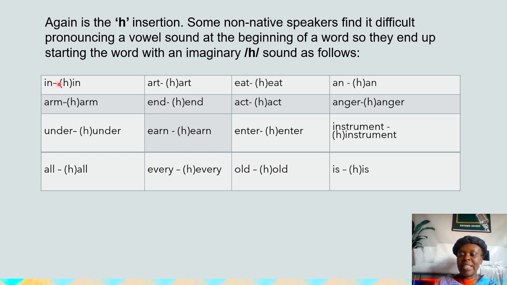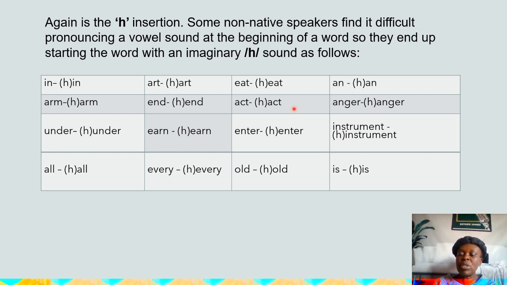I-N, in, they say hin. A-R-T, which is art, they say heart instead of art. E-A-T, which is eat, they say heat. I mean, when you do this, you're actually pronouncing a different word altogether. The word you actually want to pronounce has lost its identity.